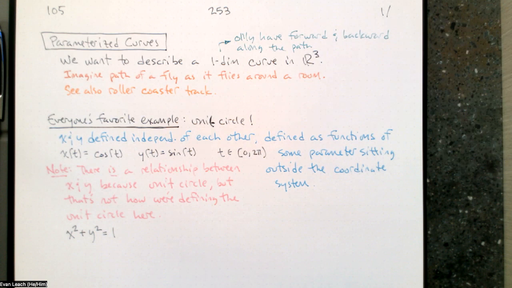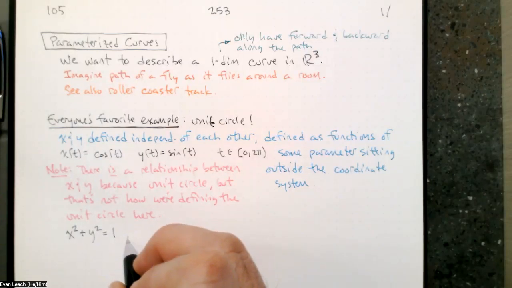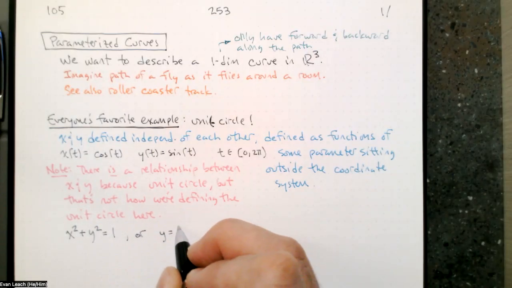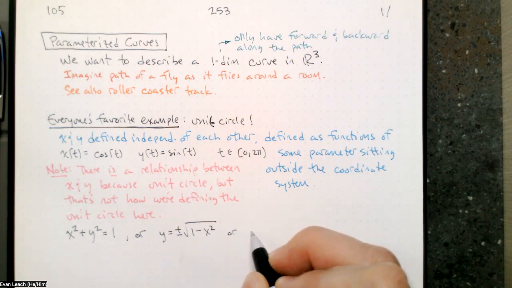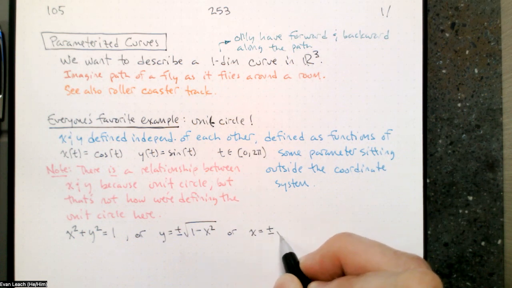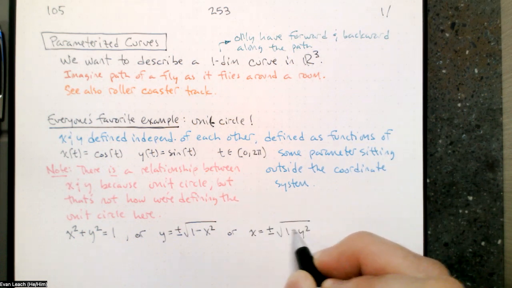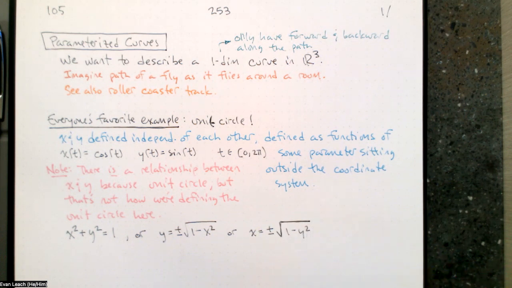We can also write y as two functions of x, or x as two functions of y. So we can write an equation relating the variables. We can write a few functions relating the variables. But more importantly, we're defining the unit circle with x and y independent of each other.